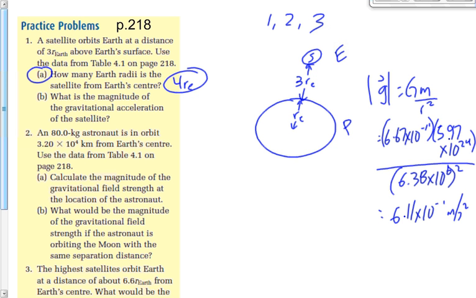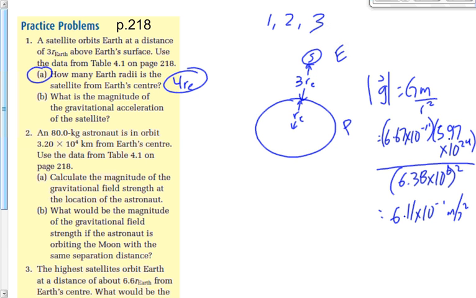Gravity is not 0. It's 10 to the minus 1 meters per second squared, as opposed to gravity on Earth, which is 10 to the positive 1. It's 100 times stronger on Earth than it is at this point. 100-ish times stronger. But it's not 0. There's still gravity there, just really, really small.